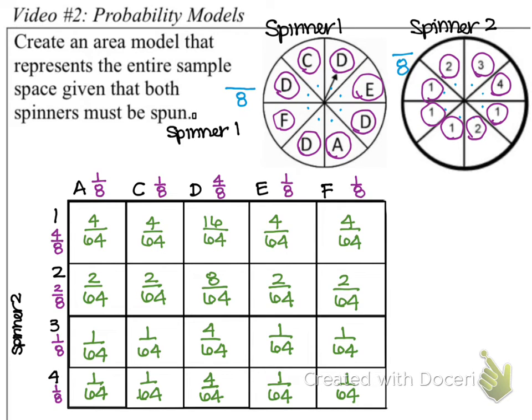So now that we have this completed, another thing to note, pretty important too, just like when we added across the top, we have to get 1. When we added down the side, we have to get 1. If you add all of those area model boxes together, you also have to get 1. So it represents 100% of the probability, or 100% of everything that could possibly happen. So we have our entire space now, which we should then be able to use to help answer some questions.